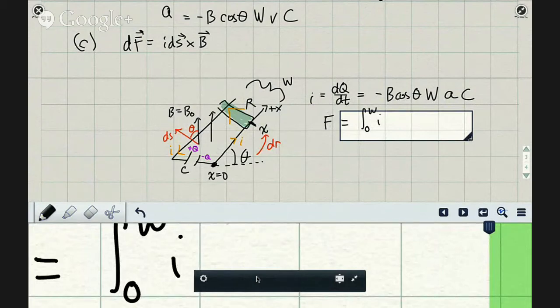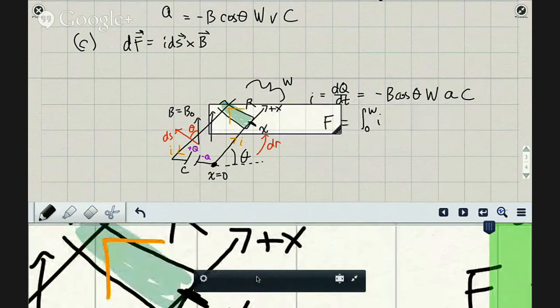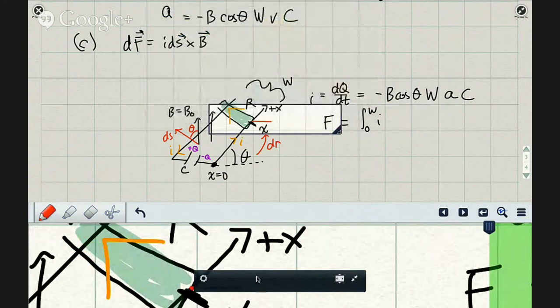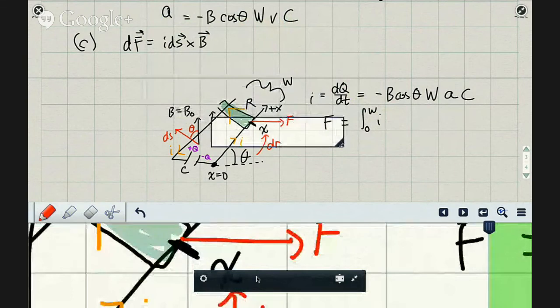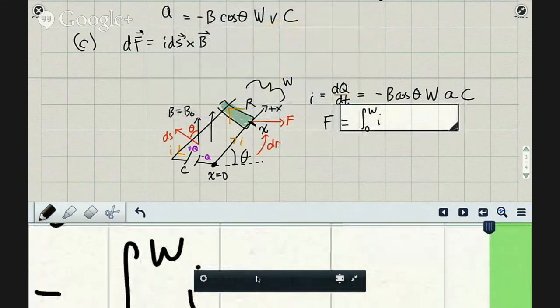Or rather, no, we're going to get a force not in the x direction, but in a direction which is this way. I'll go ahead and draw it this way. It's going to be all along this wire. That's going to be the force it's going to feel due to the current flowing.